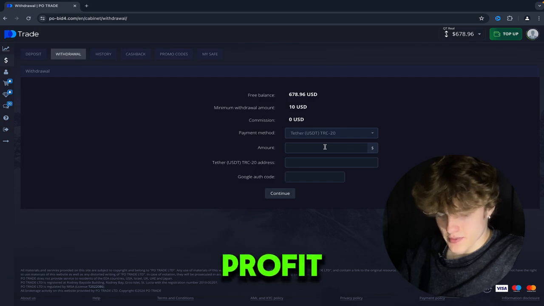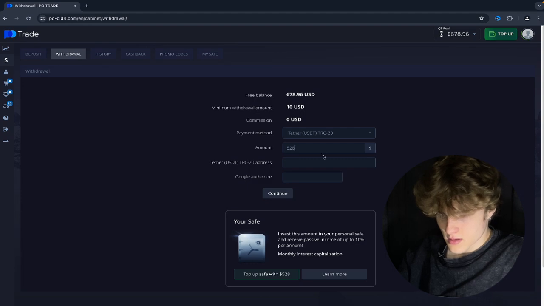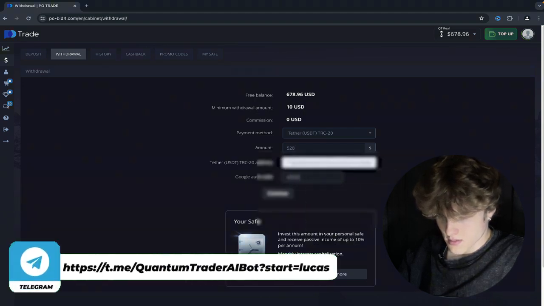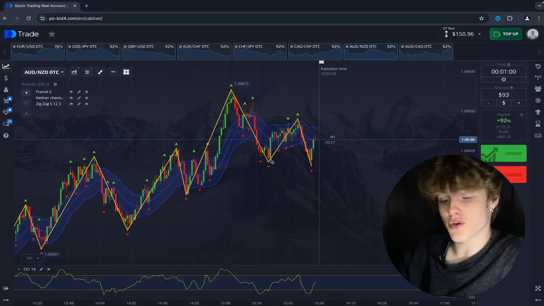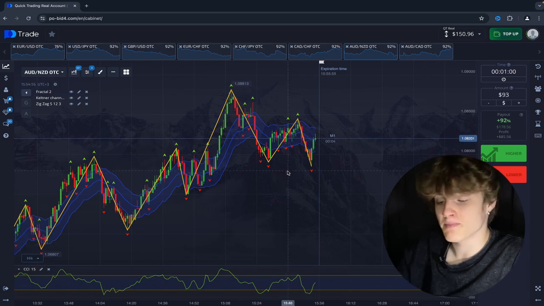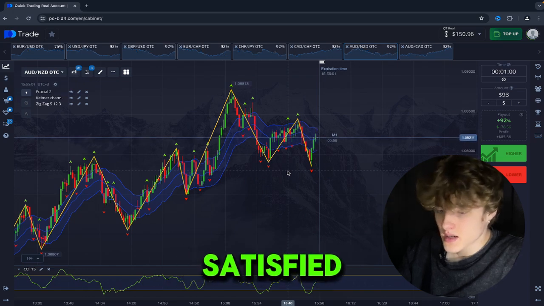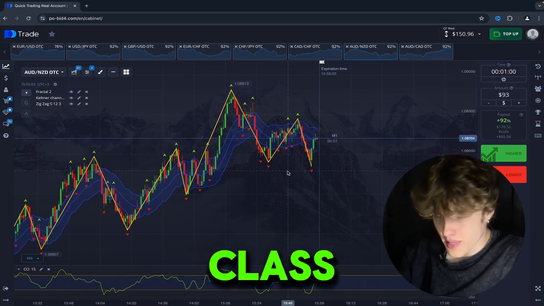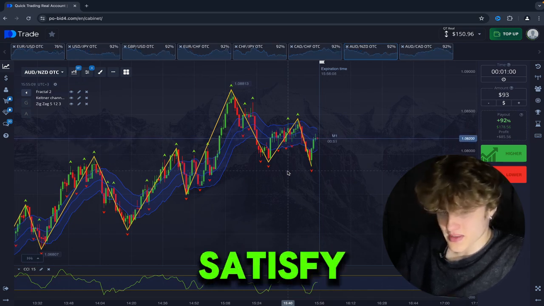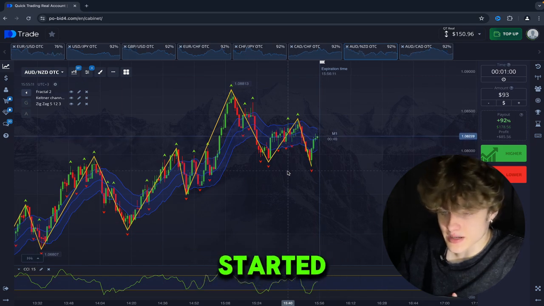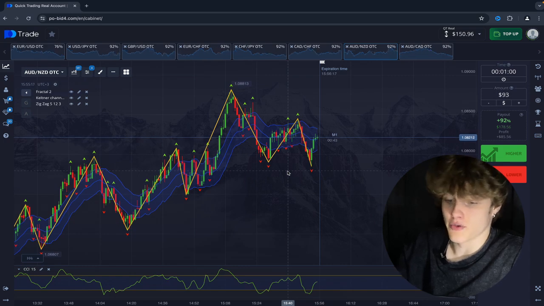The amount of this profit will be $528. Withdrawal operation is successful. This trade for today turned out with the use of this strategy. The results of this trade and mine I'm absolutely satisfied. Most of the trades were closed in the plus. In general, maybe not so big profit for today, but still it satisfied me because I started with $150 and the profit was almost x3.